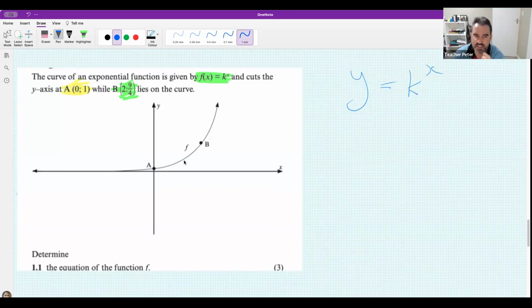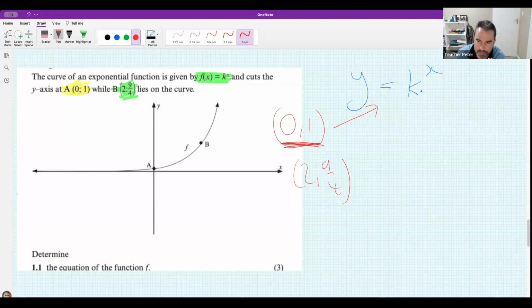Yep. So exactly that. Now, there are 2 points. There's the point (0, 1), and there is the point (2, 9/4). The problem is, if I sub in this one, anything to the power of 0 is 1. And so this point can't help us. So I actually have to sub in that point.